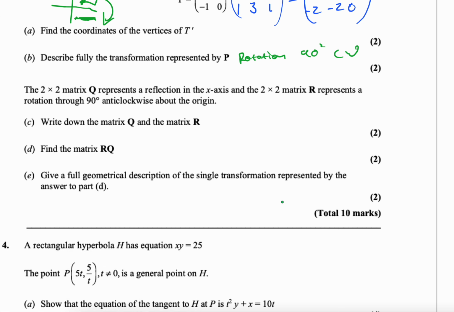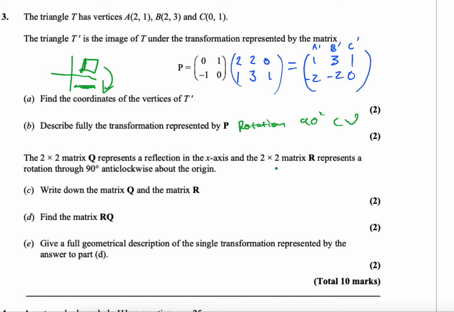The 2x2 matrix Q represents a reflection in the x-axis. Wait, let's just see what you did. You drew it, and then you drew the second part of it, and you said rotation by 90 degrees, because this line is always about the origin. When it comes to matrices, these ones are about the origin. Not all of them are, but that comes later. They don't give us anything without the origin.